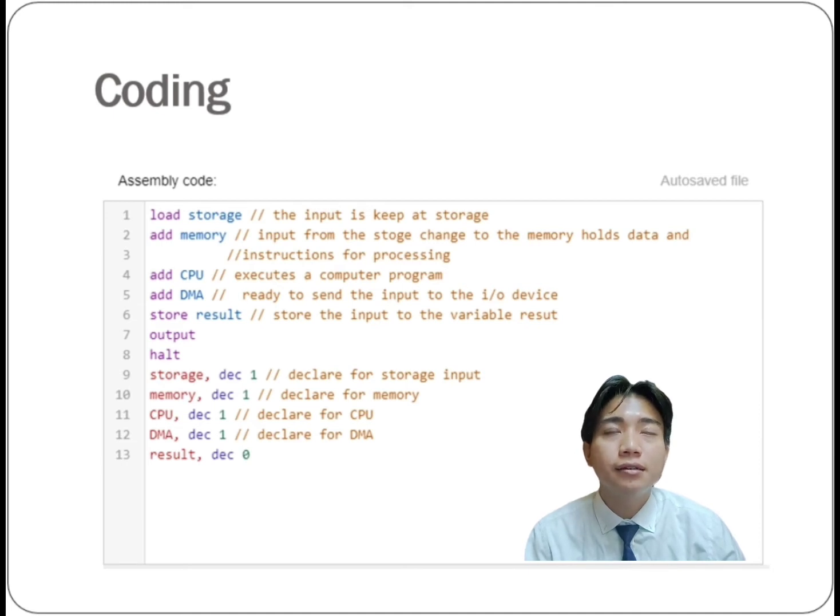Storage result stores the input to the variable, reset, output and so on. That one declares the input, declares the storage input. Memory, that one declares the memory. CPU, that one declares the CPU. DMA, that one declares the DMA.